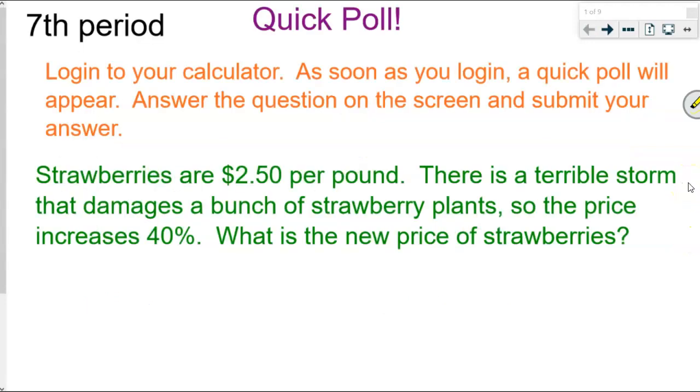To get started, we have this quick poll as a warm-up. Please pause the recording until you have your answer, and only continue the recording when you're ready to go over it.